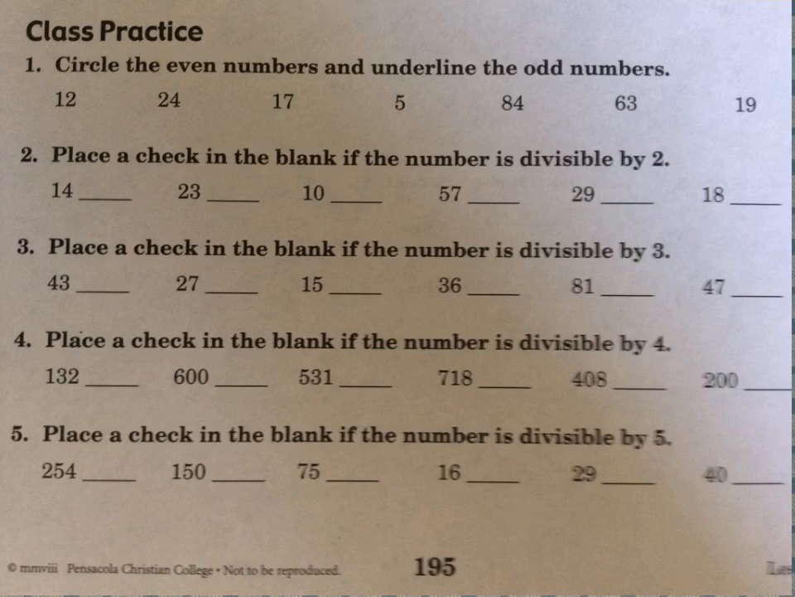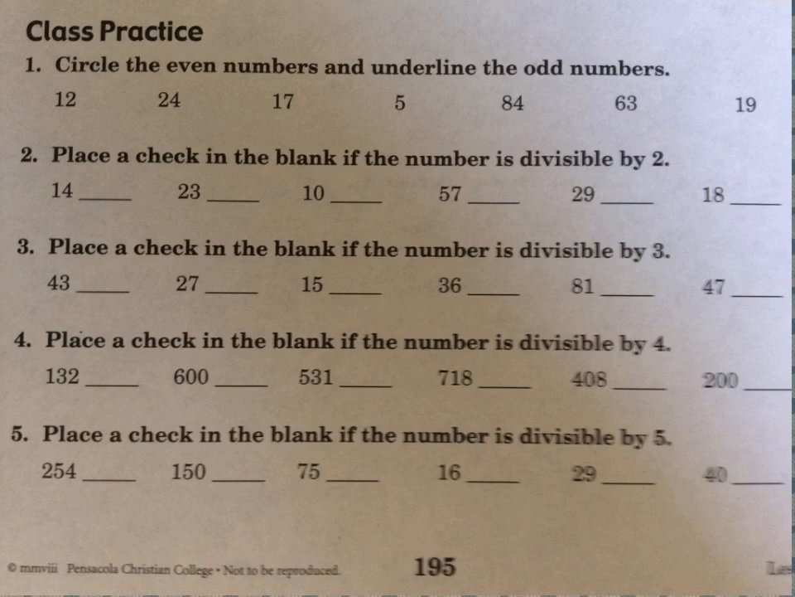Okay, the next one, 36. 3 and 6. Add them together. 3 plus 6 is 9. Does 3 go into 9 evenly? Yes, it does. So we know 36 is divisible by 3. 81. 8 plus 1. Does 3 go into 9 evenly? Yes, it does. And so we know that 81 is divisible by 3. The last one, 47. 4 plus 7 is 11. 3 does not go into 11 evenly. So we know this is not divisible by 3.